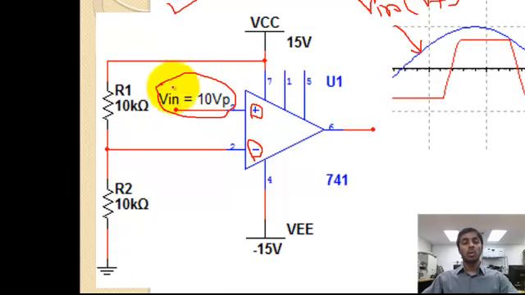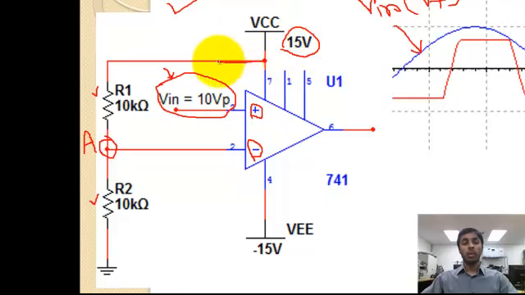So the input signal is 10 volts peak. The negative terminal is connected to this point, let's call it point A, and this is a voltage divider network. R1 and R2 are in series, both resistances are of equal value, and it is getting power from the 15 volt source.